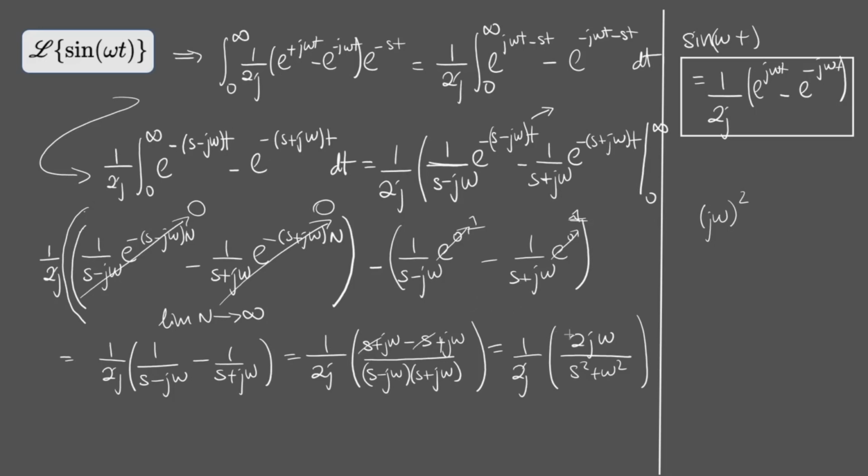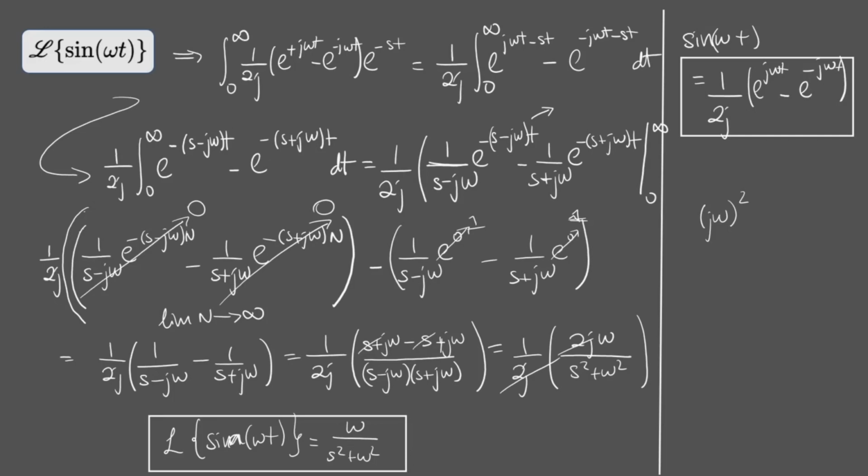Alright, is that how we roll? Yes, it is. So the 2j is going to cancel out, and we're going to end up with the Laplace transform of sine omega t is equal to omega over s squared plus omega squared.